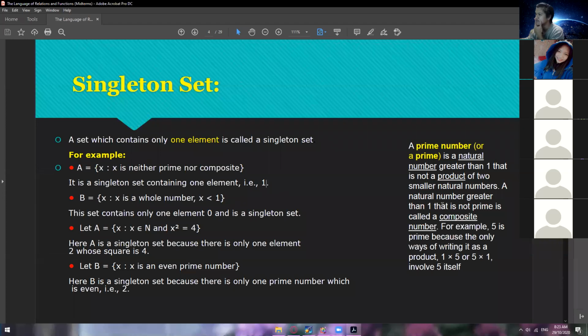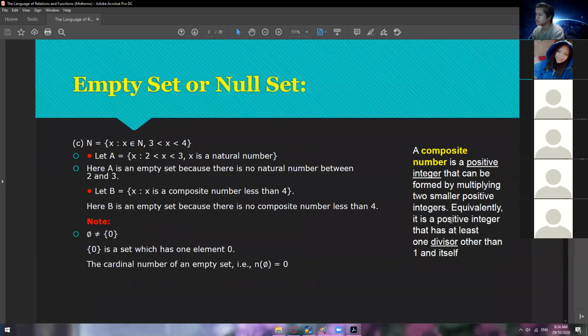A natural number greater than 1 that is not prime is called a composite number. For example, 5 is prime because the only way of writing it as a product is 1 times 5 or 5 times 1, which involves 5 itself. How about composite? You just wait 1 minute. I'll just double check this one. A composite number is a positive integer that can be formed by multiplying two smaller positive integers. Equivalently, it is a positive integer that has at least one divisor other than 1 and itself.